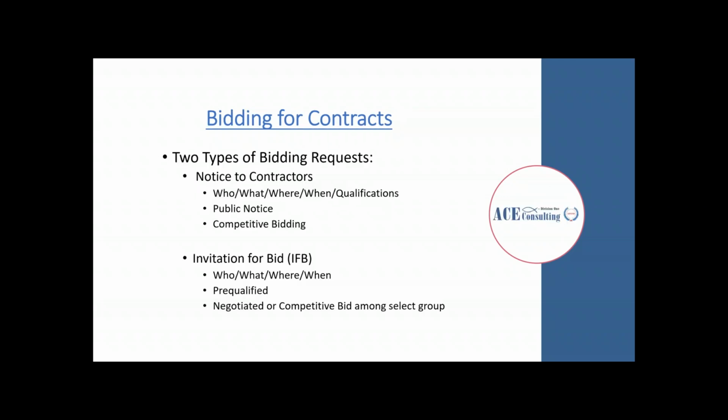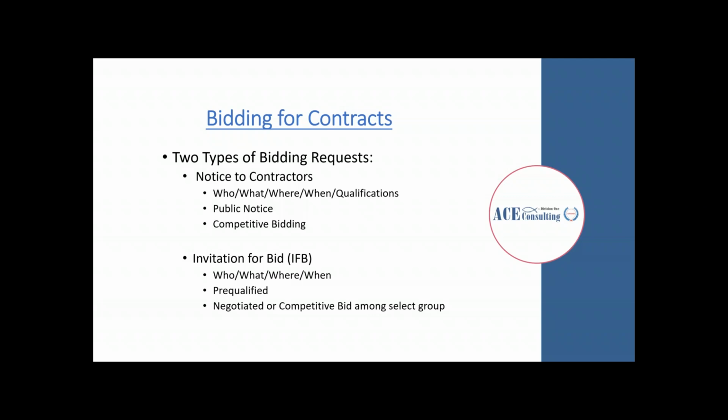There are two types of bidding requests. You could get a notice out to contracts, and that informs you of who, what, where, when, what qualifications are needed to be able to bid. It's going to include a public notice about the project coming up and what details will be involved in the competitive part of the bid.